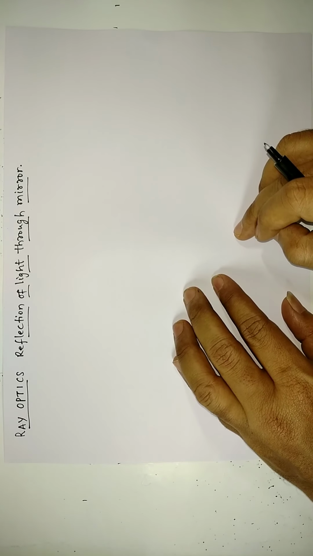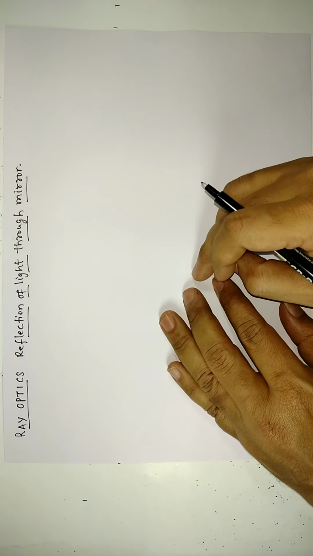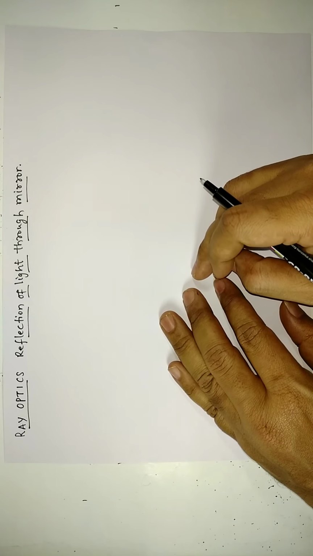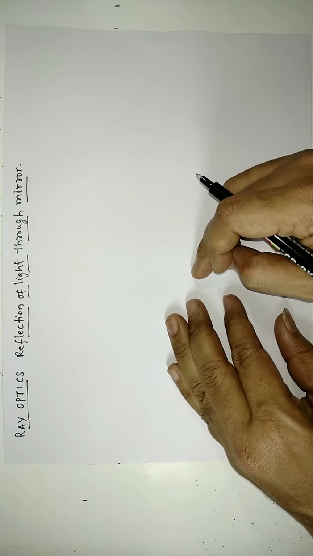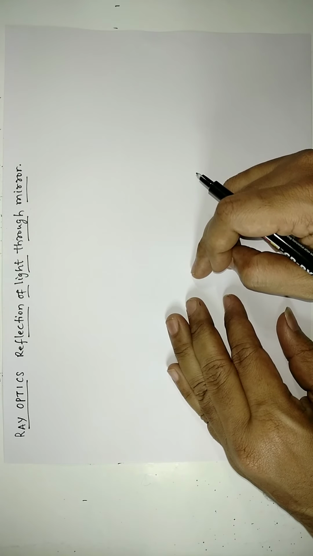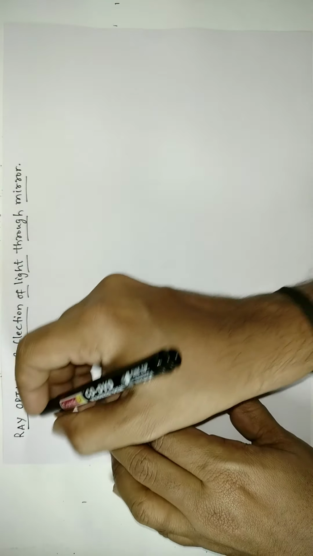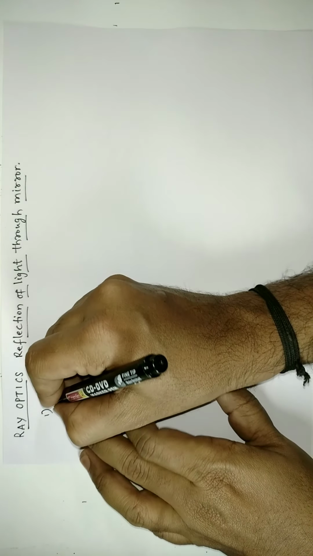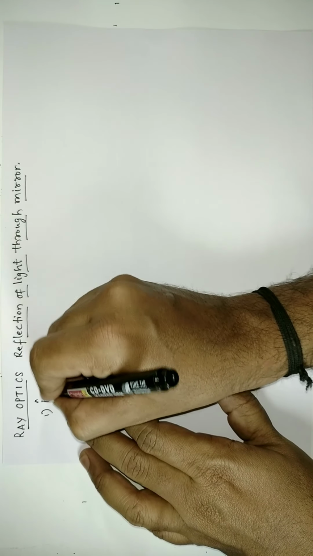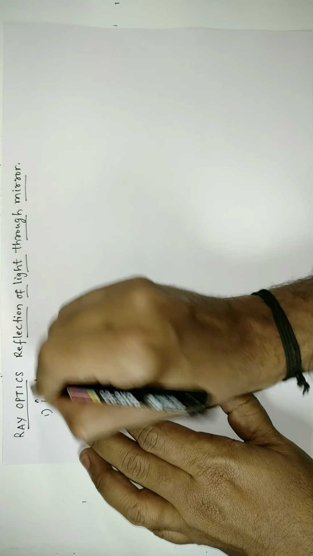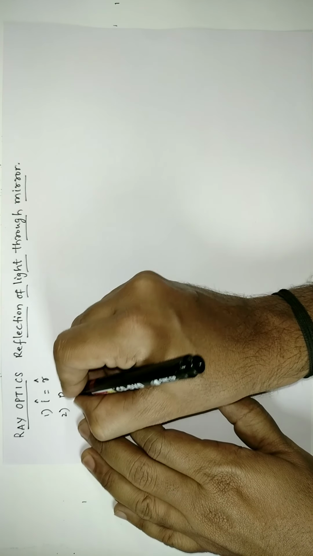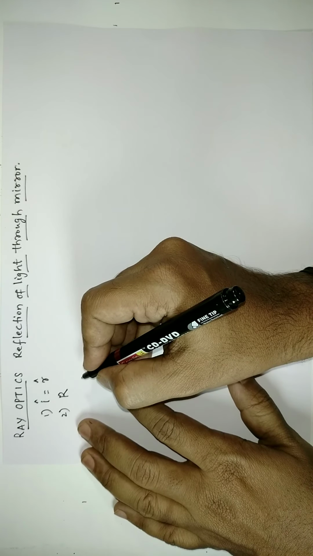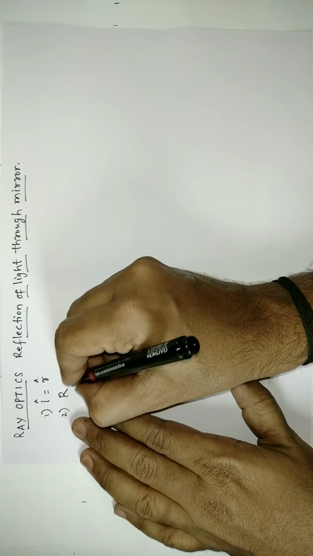Hello students, today we shall start with MCQs on ray optics, that is reflection of light through spherical mirrors. Before we start with this, let's try to recall some of the relations that we have learnt. From the laws of reflection, we have seen that the angle of incidence will be always equal to the angle of reflection.